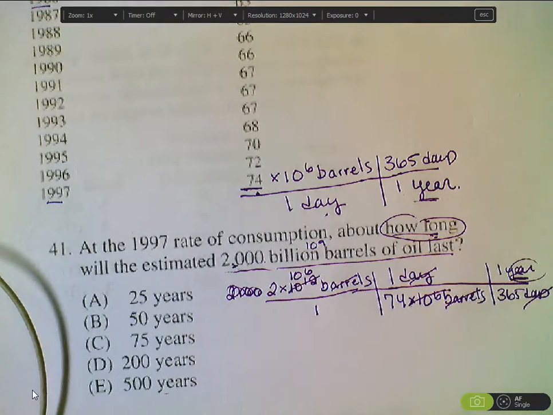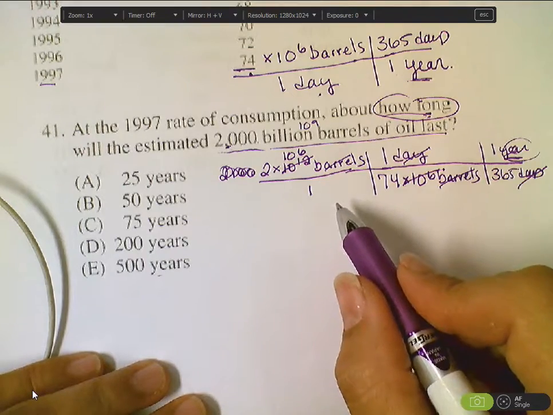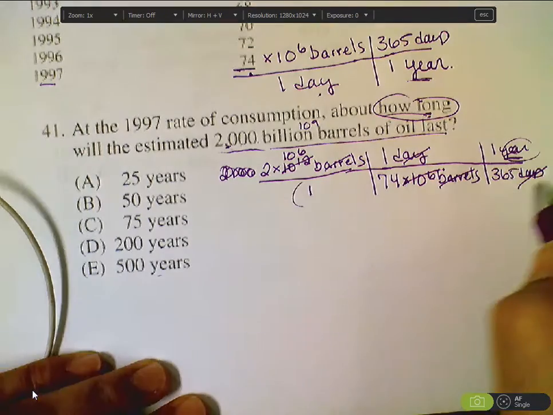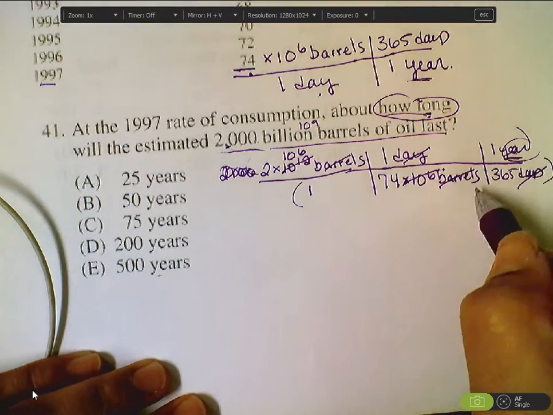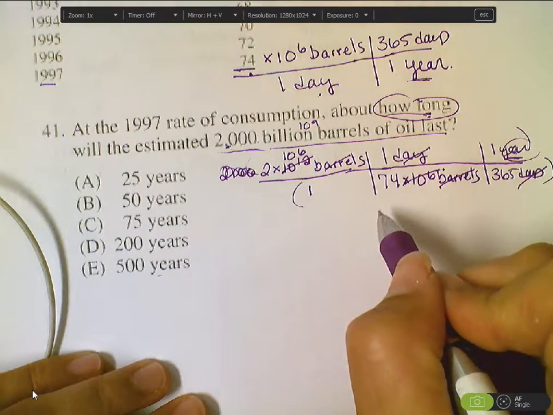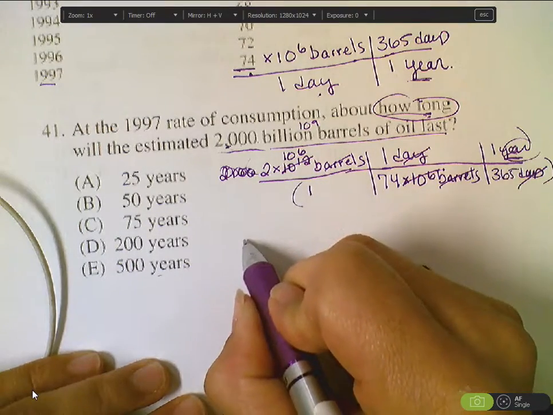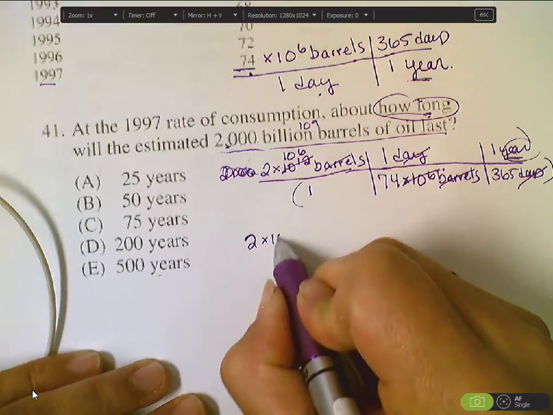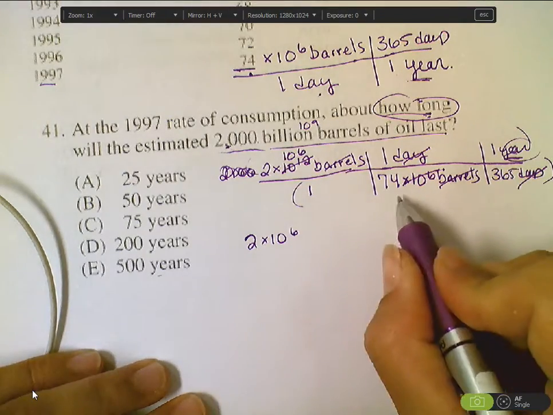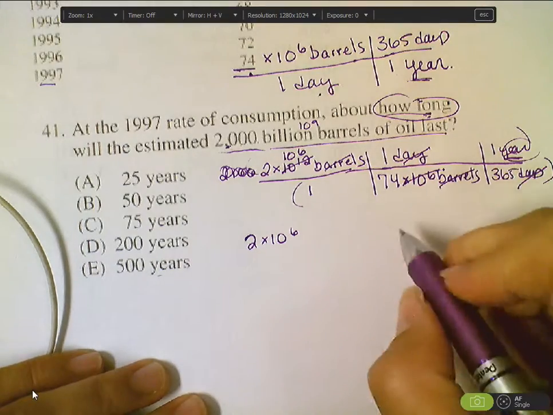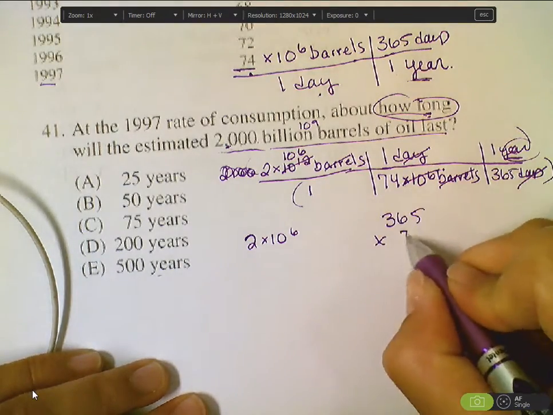Now, the first thing you do whenever you're doing dimensional analysis with fractions is multiply everything together that's in the numerator, multiply everything together that's in the denominator, and divide the numerator by the denominator. Up here, it's 1 times 1. So really, I have 2 times 10 to the 6th on top, and on the bottom, I have 74 times 365. So real quick, let me do that awesome multiplication.